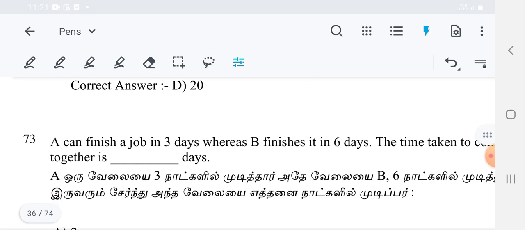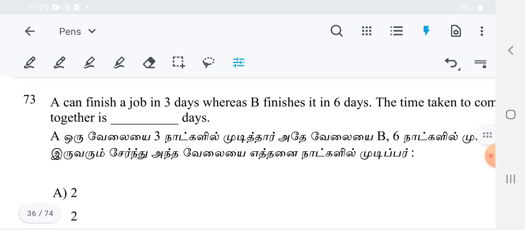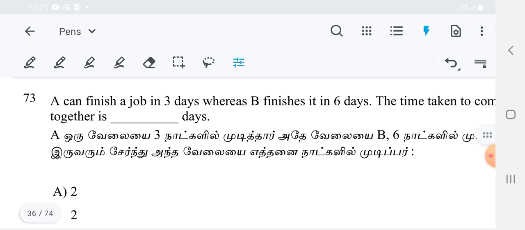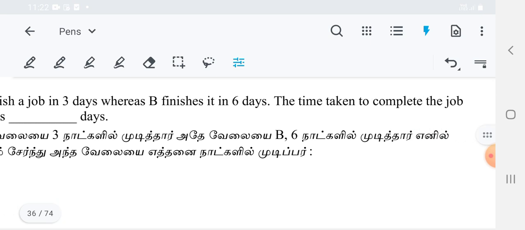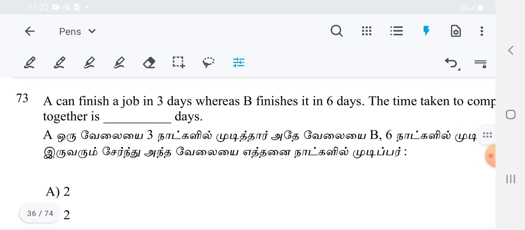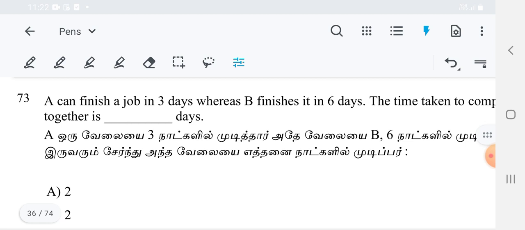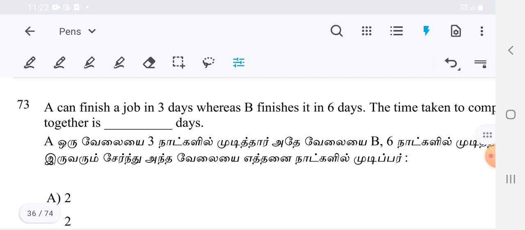A can finish a job in 3 days, whereas B finishes it in 6 days. The time taken to complete the job together is? So both are doing the same work together. Here the information is A can finish a job in 3 days. What is A's 1 day's work? It should be 1 by 3.